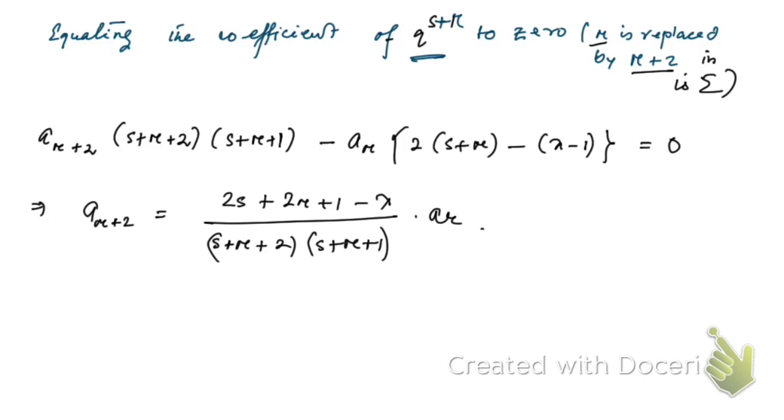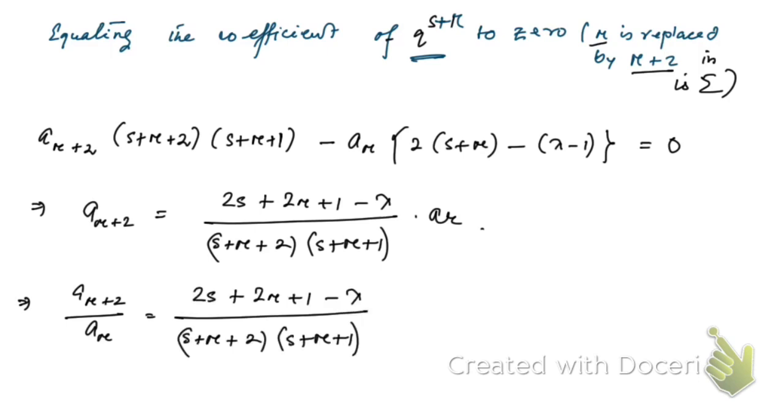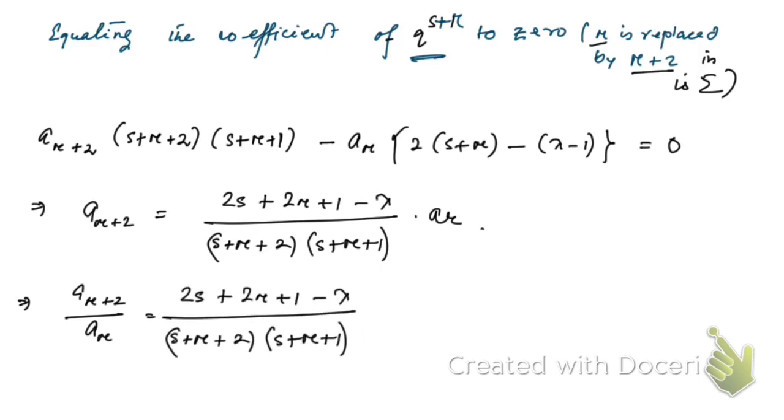Okay, so now you see, from here if you find a r plus 2 by a r, then this is going to be equal to this, right? Just wait. So this is what we have got. Now let me replace this r by n, okay? Why I have replaced this one by n, I will explain it later. Okay, so now here you see, let me copy this.